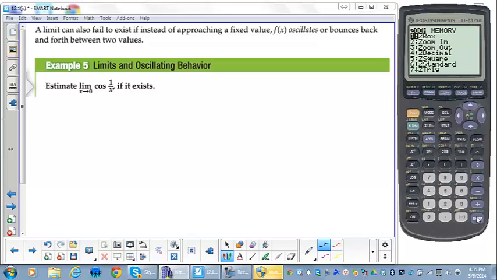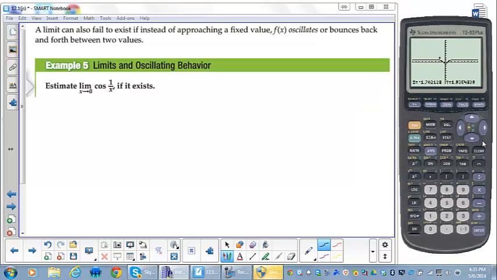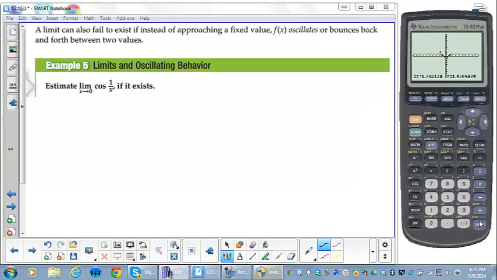Let's go zoom. One of my favorites is Zoom Box. I have lots of control with Zoom Box, and let's box in the interesting area, which is around 0. Press enter on the corner, and then we'll press enter on the opposite corner.